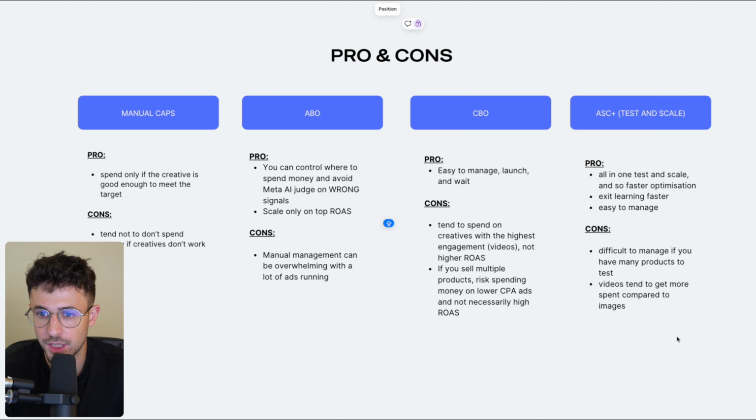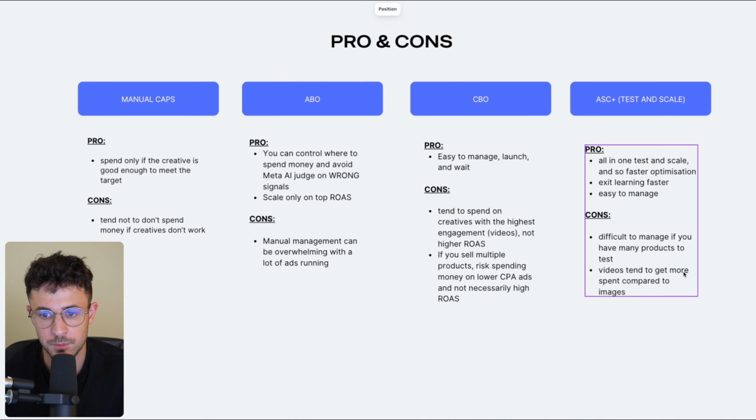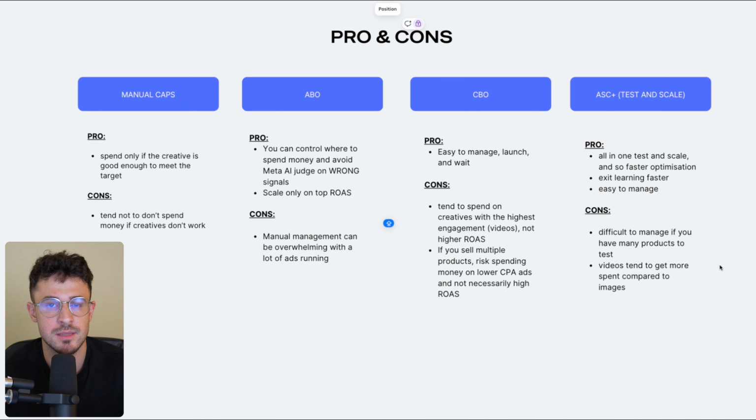And there are some pros here. First one is that it's only one test and scale campaign, and so basically there is much faster optimization, and so you can exit the learning phase much faster. Then each match is much easier to manage because you just launch everything in one ad set all together.